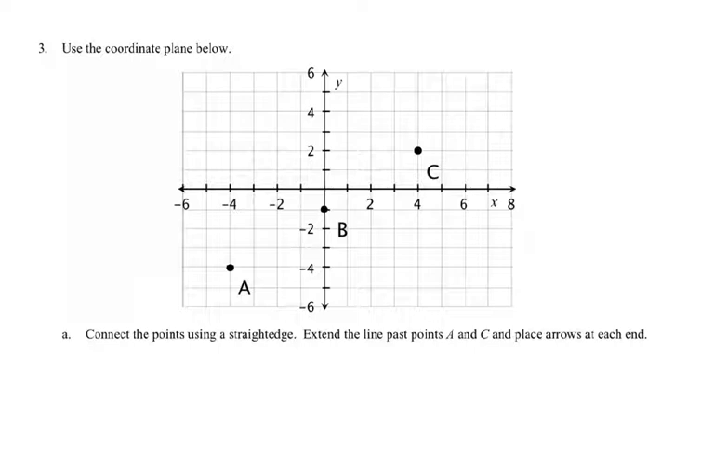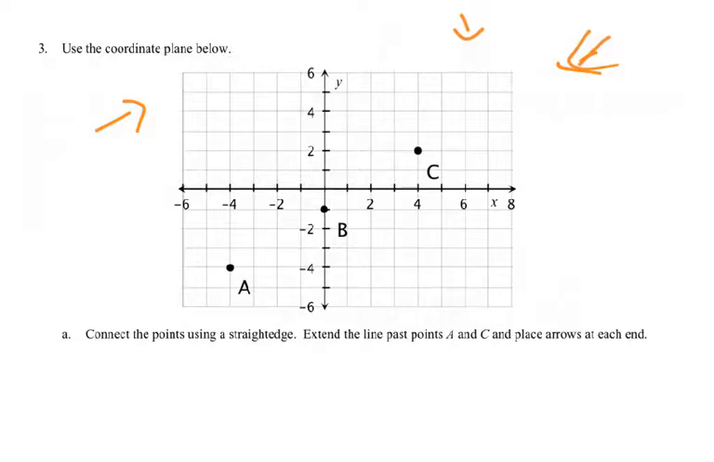I am talking about Investigation 2, What is Slope, number 3. And we will be doing A through F here on number 3. So let's look at number 3. It says use the coordinate plane below, and we see it right here. A, connect the points using a straight edge. Extend the line past points A and C, and place arrows at each end.